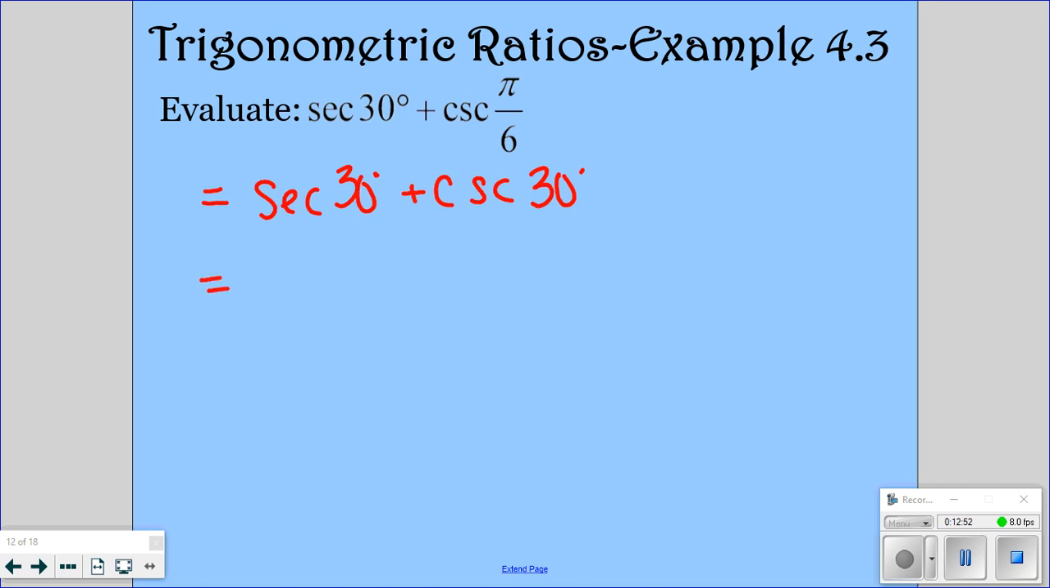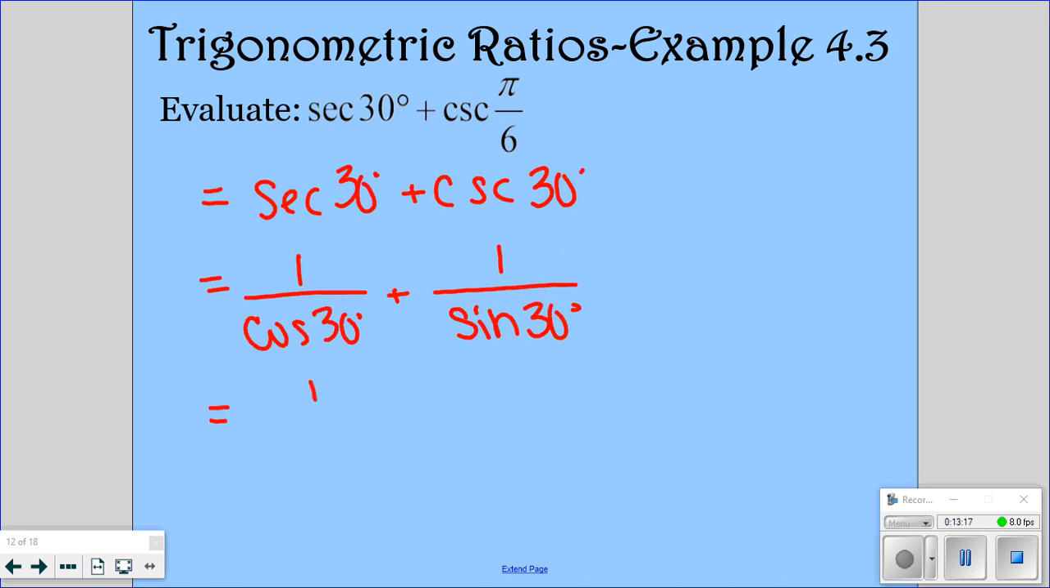You probably don't know your ratios for those right off the top of your head, but the reciprocal of secant is cosine. So 1 over the cosine of 30 is the same thing as secant of 30. And the reciprocal of cosecant is sine. So 1 over the sine of 30 is the same thing as cosecant of 30. And so now we can do the cosine of 30 and the sine of 30 into our fractions. So the cosine of 30 is square root of 3 over 2. The sine of 30 is 1/2.